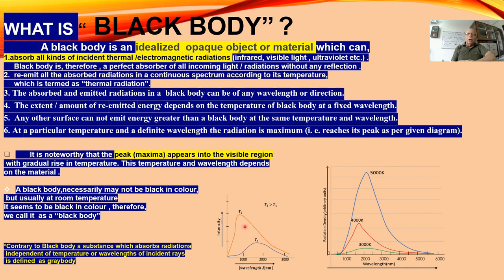And then there is a limit, a maxima. It reaches a maxima, which is termed as the peak, and then again comes down. When you increase the wavelength further, it goes lower and lower. It decreases. So this graphical representation shows how the intensity of light or radiation density depends upon the wavelength of a black body at a particular temperature. Greater the temperature, greater is the maxima.